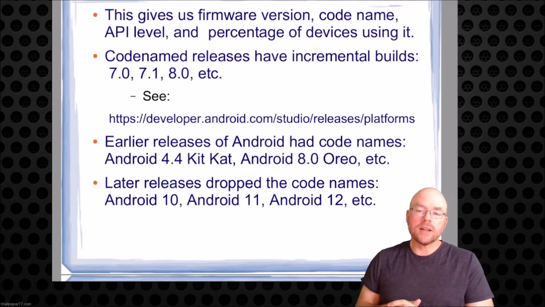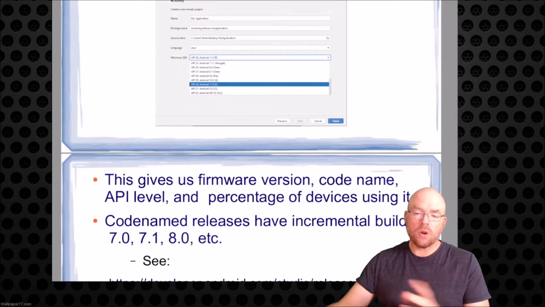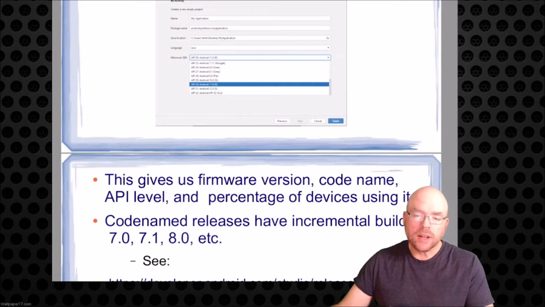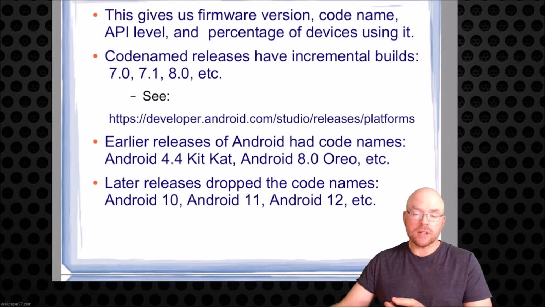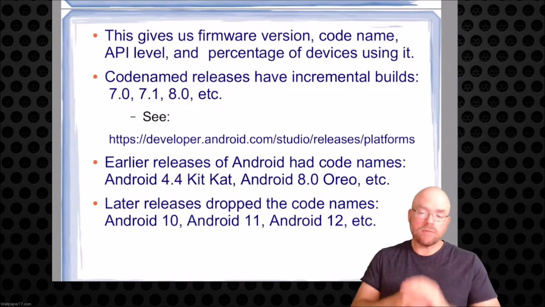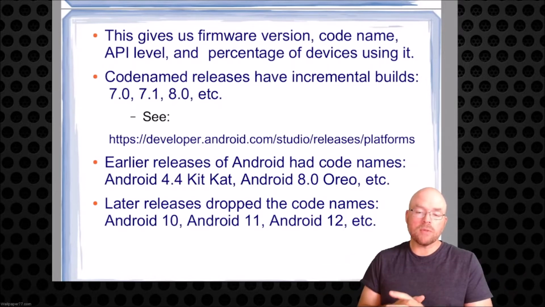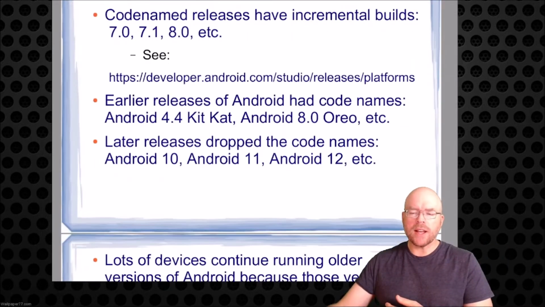Okay, so code-named releases have incremental builds, as you saw in the slide, or if you get the drop-down menu, you'll see, right? There's like 7.1.1 for Nougat, and then there's 8.0 Oreo, there's 8.1 Oreo, and then 9.0 Pie, etc. Those are code-named releases, and they have incremental builds. Later releases of Android drop those code names. They just refer to the later releases as Android 10, Android 11, Android 12, kind of like Windows 8, Windows 9, Windows 10, Windows 11, that kind of thing.